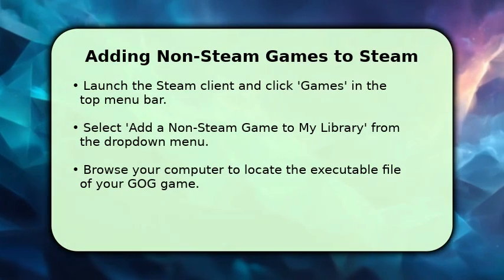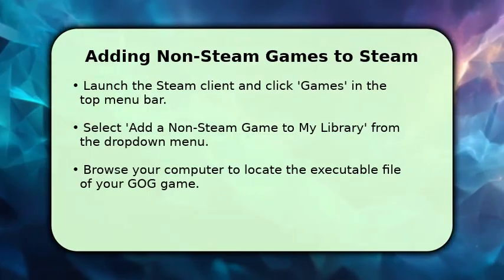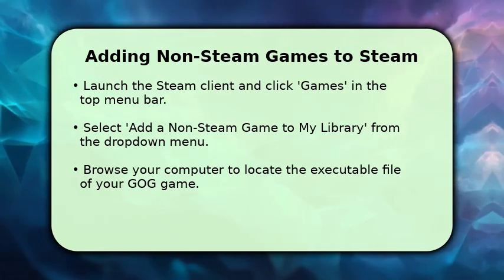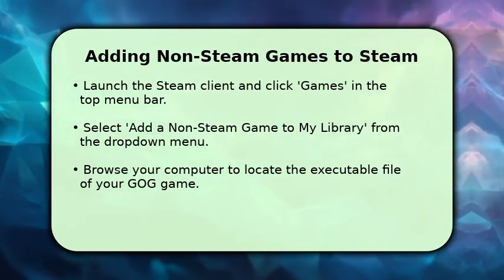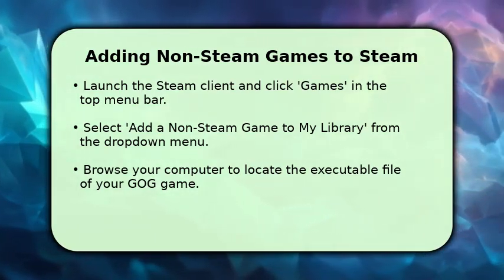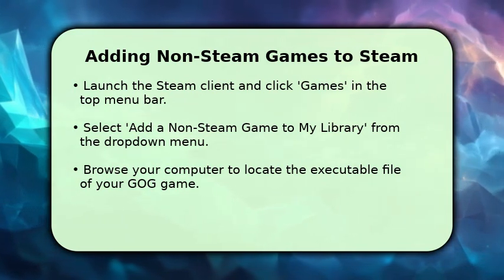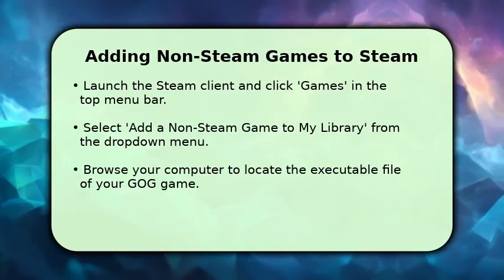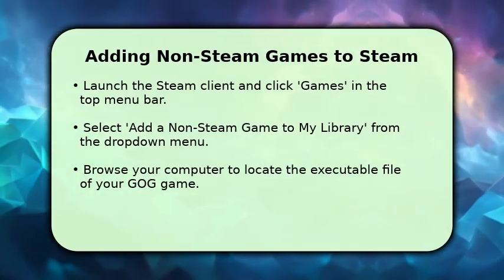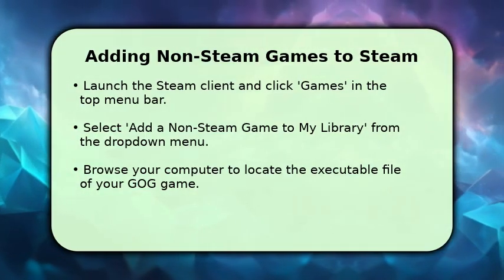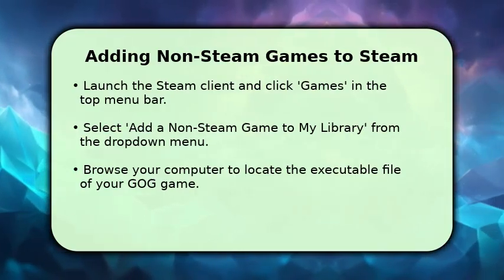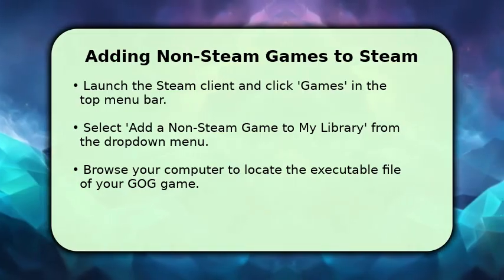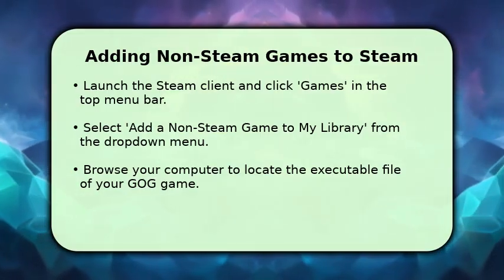If you prefer to manage your GOG games directly within Steam, you can add them as non-Steam games. First, open your Steam client. In the top menu bar, click on Games, then choose Add a non-Steam game to my library. A window will appear listing programs on your computer. If your GOG game isn't listed, click Browse to find its executable file. Select the game, click Open, then add selected programs. This creates a convenient shortcut, letting you launch your GOG titles from your Steam library.